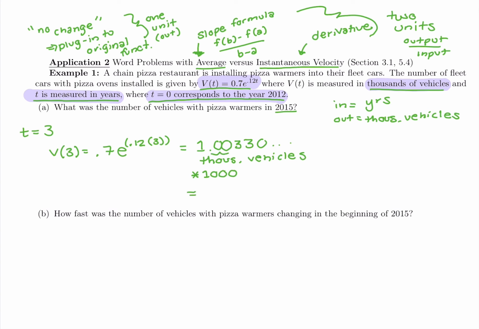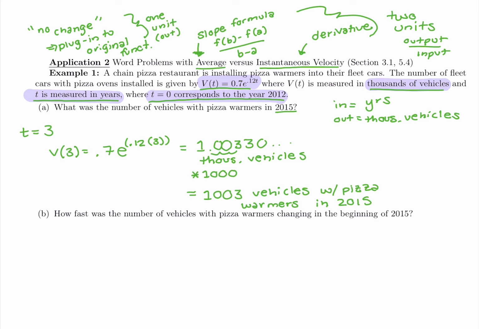So if we move this over 3 decimal places, or multiply it out by 1,000, there's going to be about 1,003 vehicles with pizza warmers in 2015. Just over 1,000 vehicles had pizza warmers installed, ready to do some deliveries.